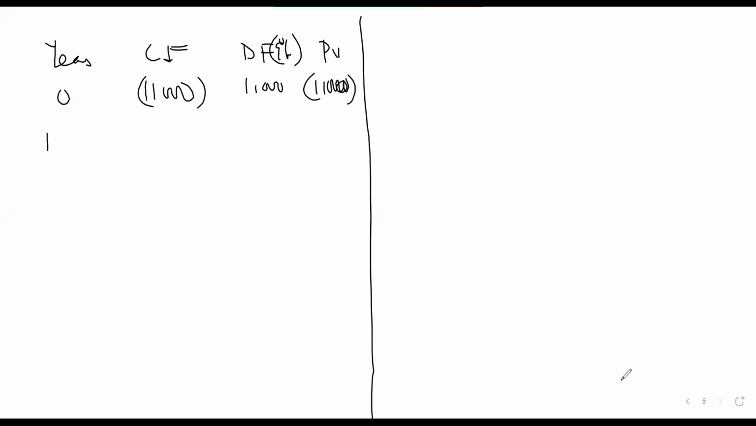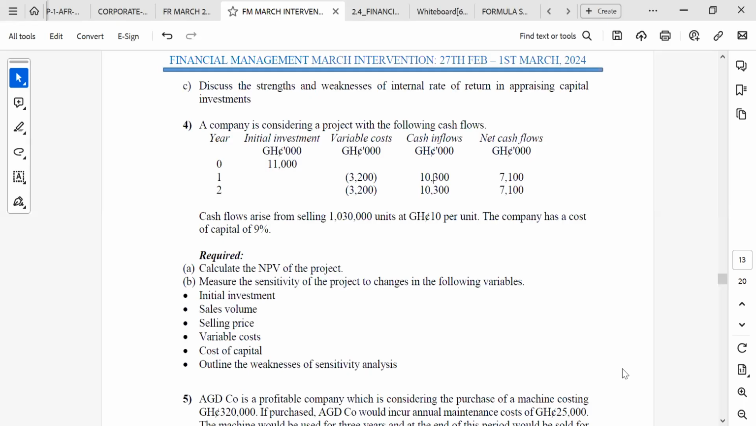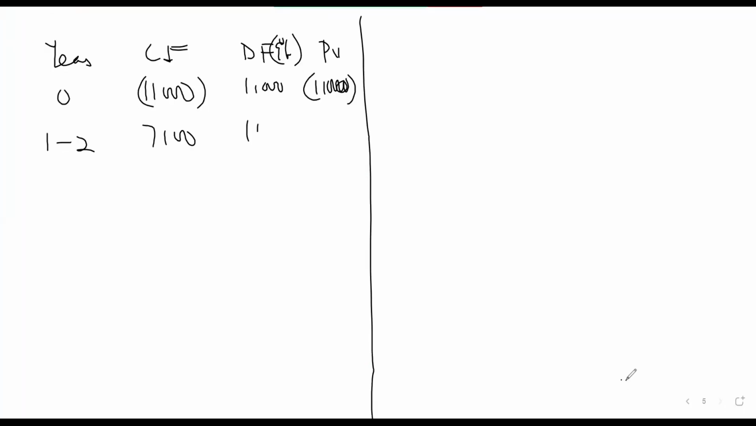Let's count to years 1 to 2. You can see that the cash flow is constant, it's an annuity. The net cash flow there is 7,100, which is an annuity. So let's find the annuity factor for 2 years at 9%. What are you getting? 1.759. So what will be the net present value?